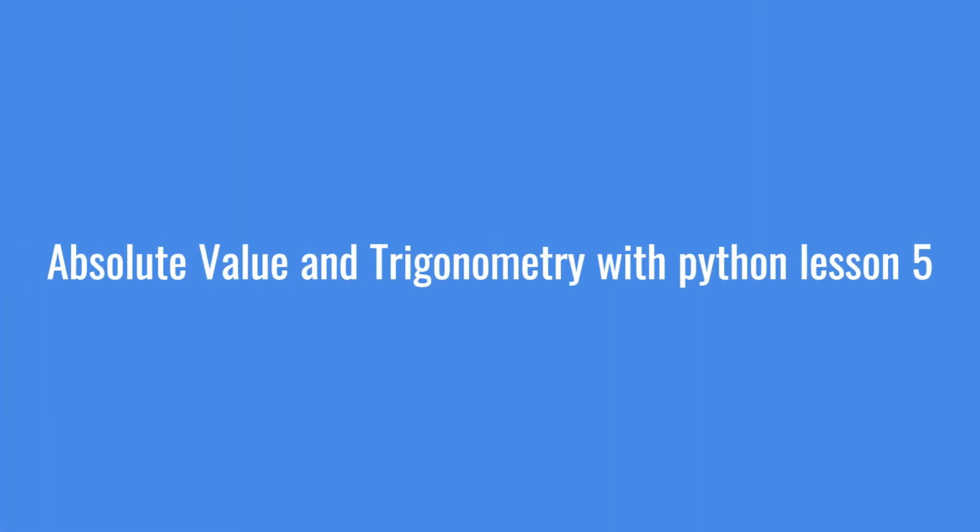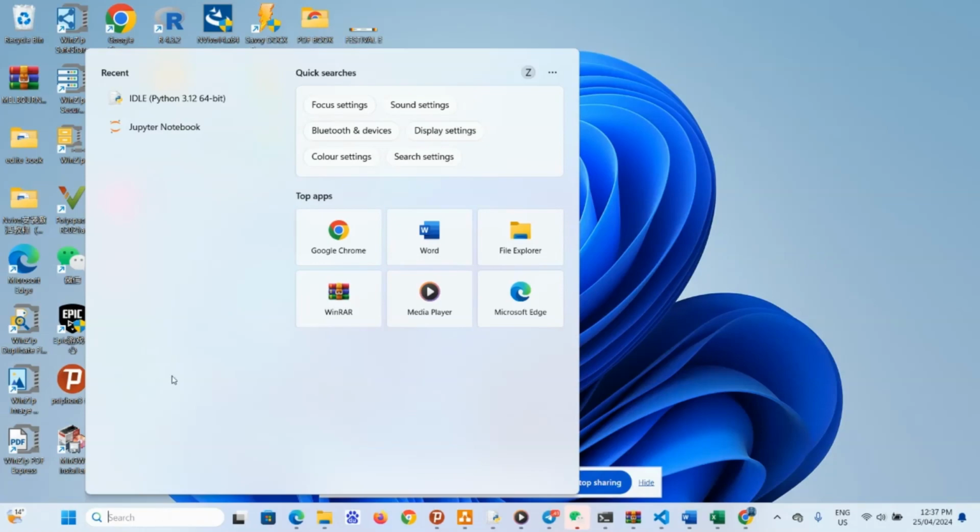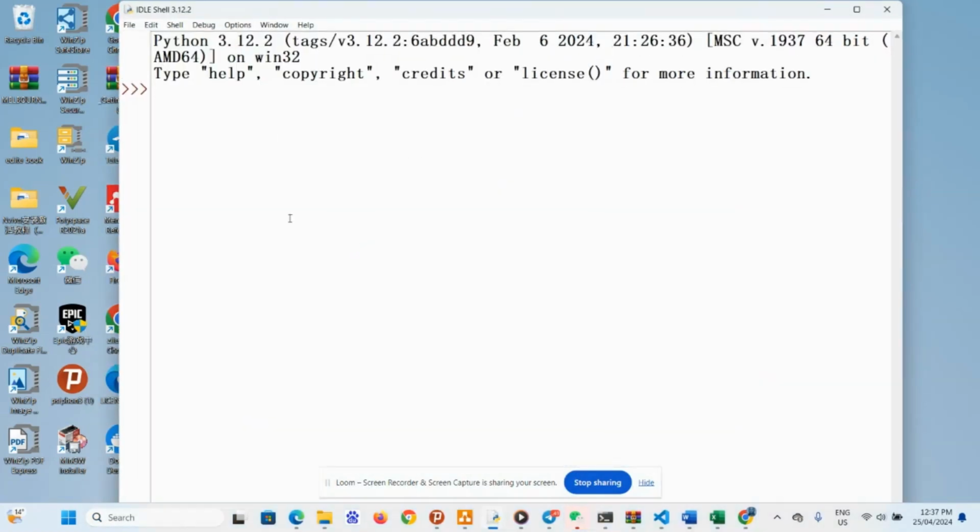As I said, you have to go to the search bar. In the search bar, you type IDE, as we did last time. Make sure you set up. When you set up, you go to mathematical operation. So yesterday we ended with mathematical operation.